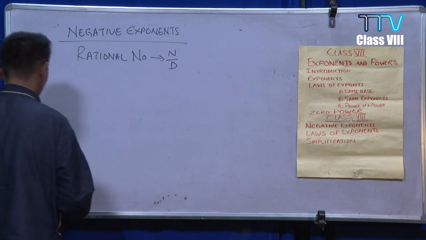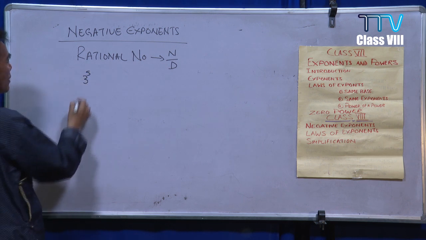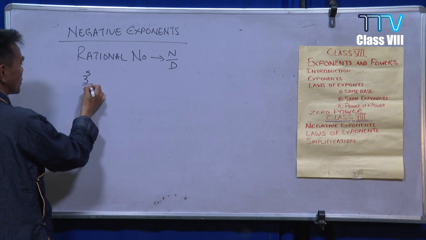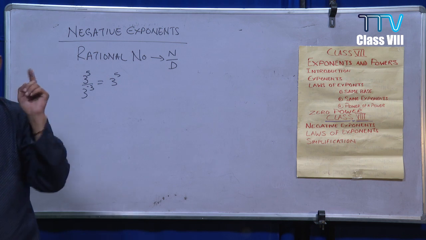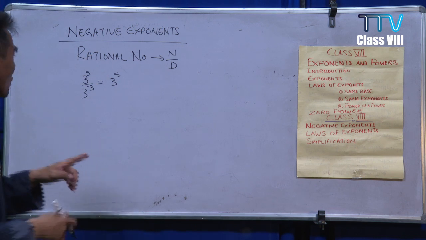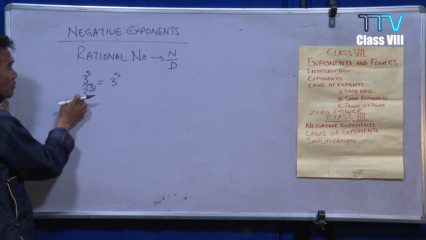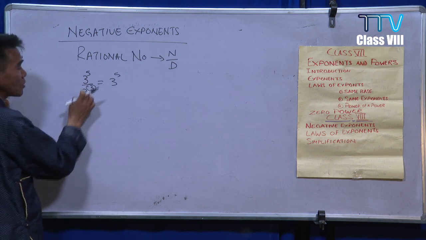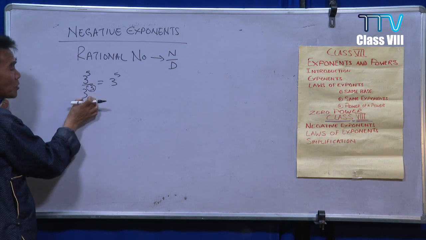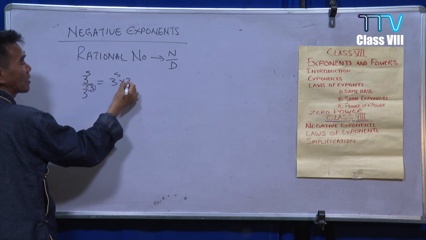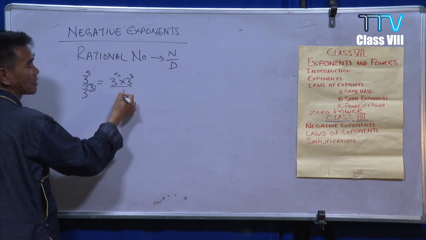3 raised to power 5 divided by 3 raised to power negative 3. The denominator 3 raised to power negative 3 moves to the numerator as 3 raised to power 3, and it is positive. The numerator should be 3 raised to power 3, and the denominator becomes 1.